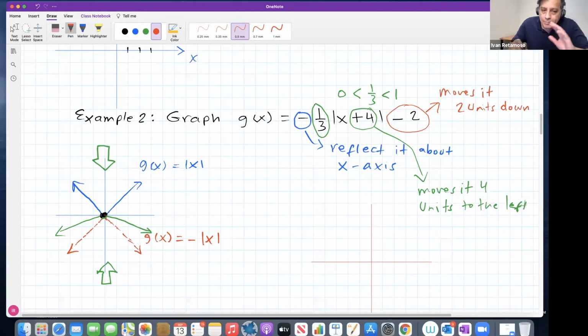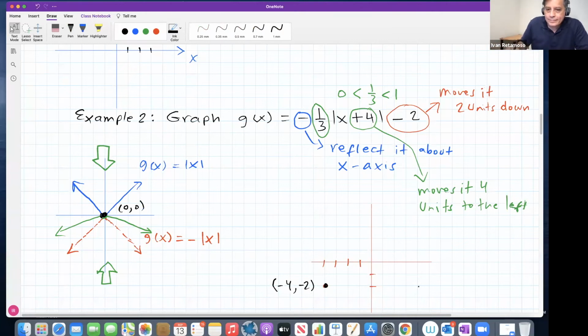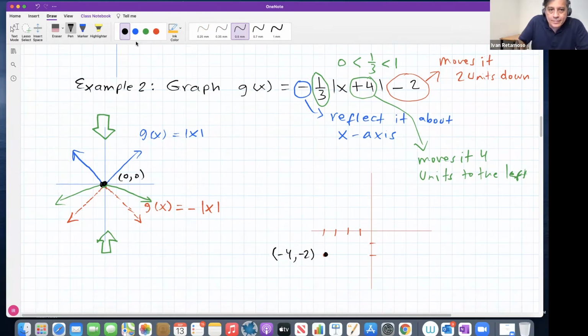So move this vertex of this absolute value graph 4 units to the left, 1, 2, 3, 4, and then 2 units down, 1, 2, right? So here is where this point is going to appear, right? Originally, this was 0,0, but it will end up at -4, -2 here, right? Follow, guys? And there, reproduce this. So that's it.